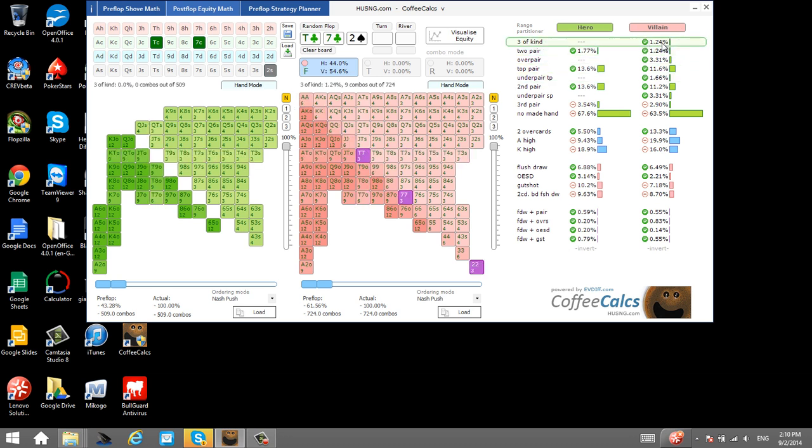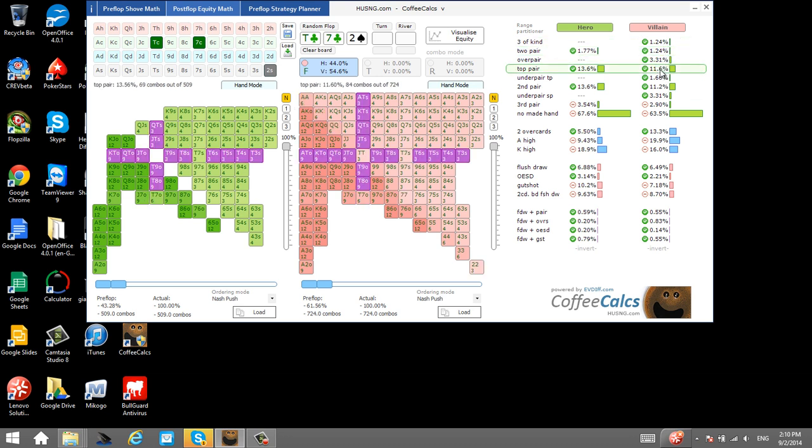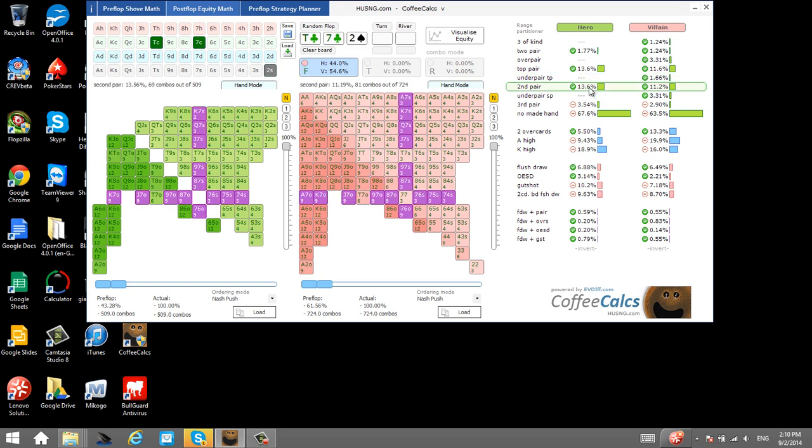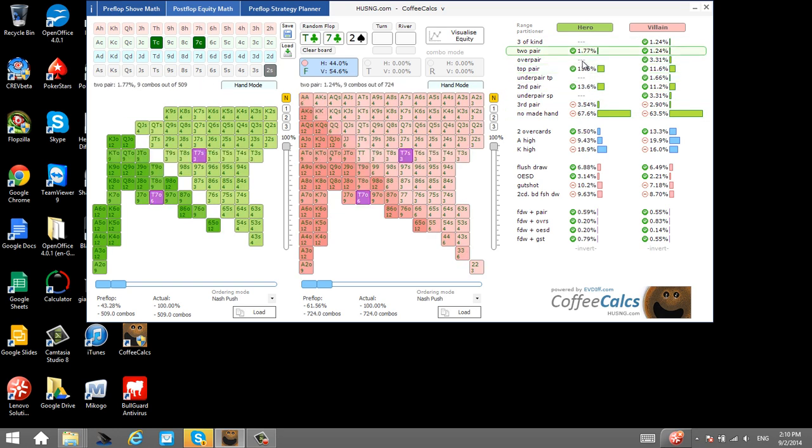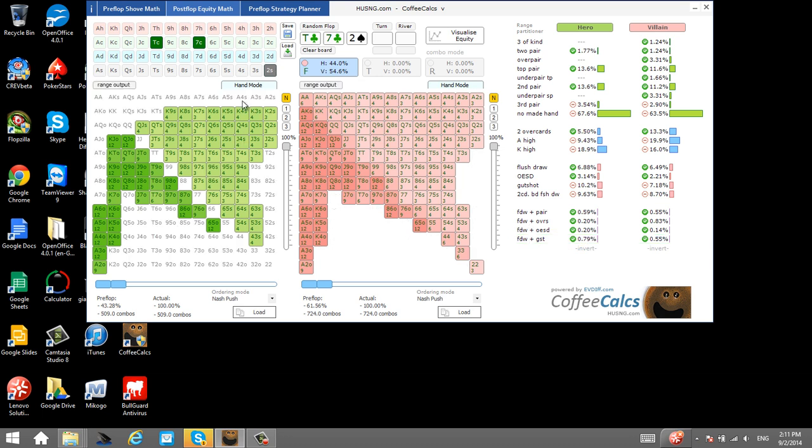You can see that the in-position player hits a little bit more nuts, how often they hit overpairs, how often they have top pair, and you can compare that to how often hero has two pair, top pair, second pair, and so on. All these kinds of things. You see there are little check marks. I'll talk about that in a second, but first let me show you what else happens.